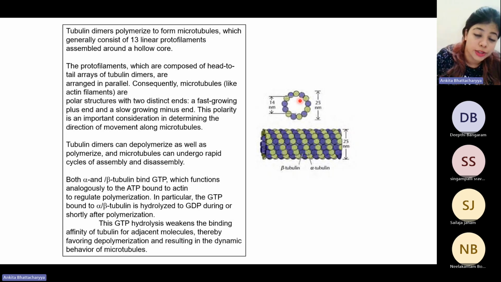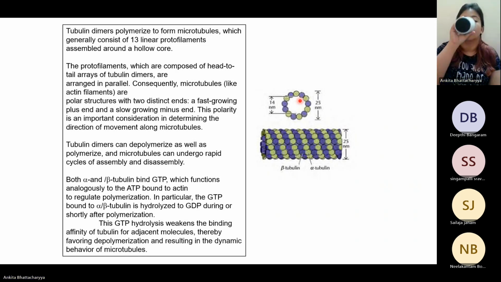Now, the very direct interpretation of the plus and minus end is that the plus end is where addition is occurring, minus end is where subtraction is occurring. So the plus end is said to be the fast growing end, and the minus end is said to be the slow growing end, similar to the barbed and pointed ends that we talked about in case of actin filament. So this polarity is very important in determining the direction of movement along microtubules. If there is a certain protein and it has to move towards one of the two directions, it has to either move towards the plus or minus end. That is a major factor that has to be considered.